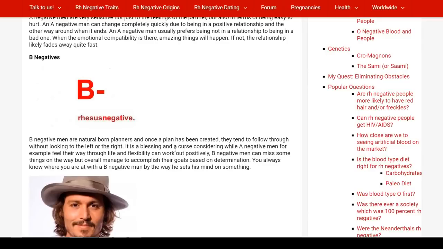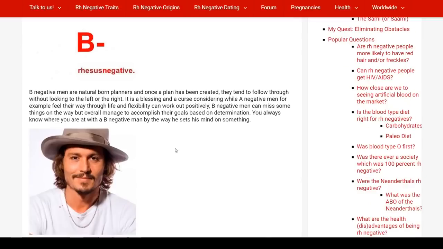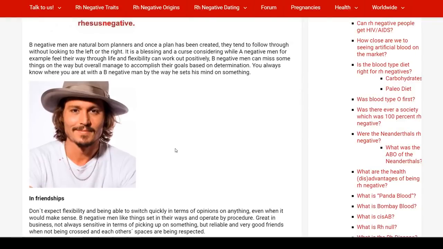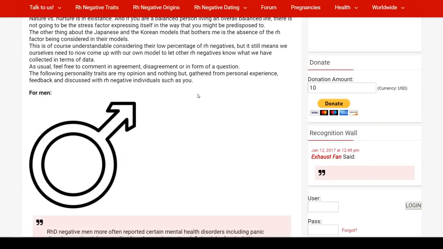It's a blessing and a curse considering, while A negative men, for some example, feel their way through life and flexibility can work out positively, B negative men can miss some things on the way, but overall manage to accomplish their goals based on determination. You always know where you're at with B negative men, by the way. But anyway, it's not really about personality so much. It's more about where the hell did it come from, because it is rare.